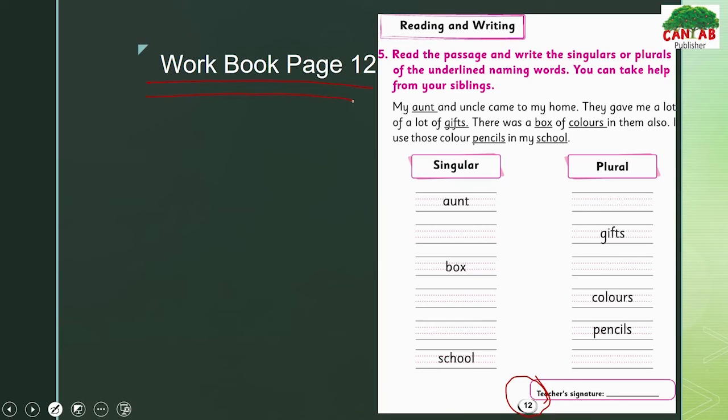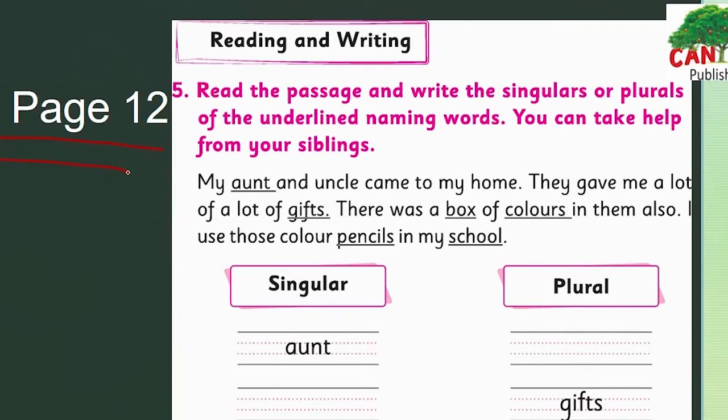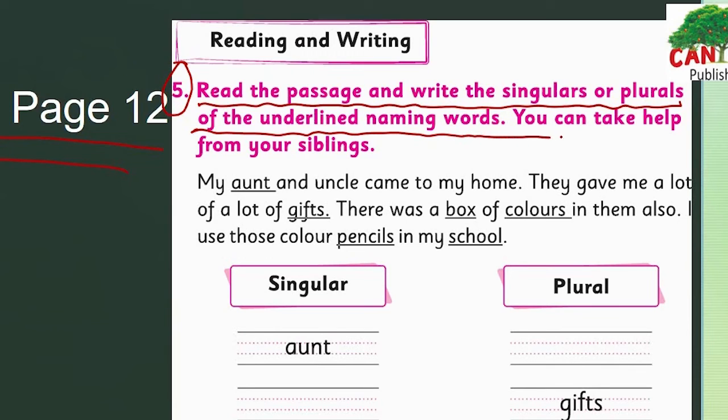Let's try to fill out what we see is required. Question number 5, read the passage and write the singulars or plurals of the underlined naming words. You can take help from your siblings. So I'm going to read the passage now. I hope you're following the lines.